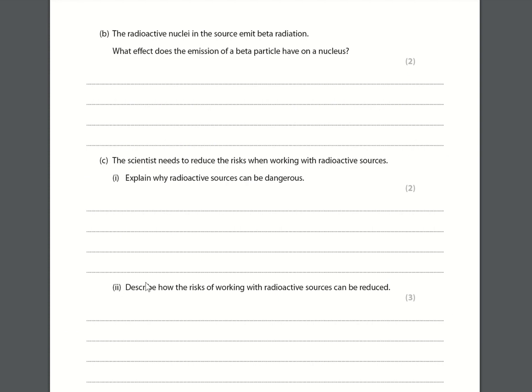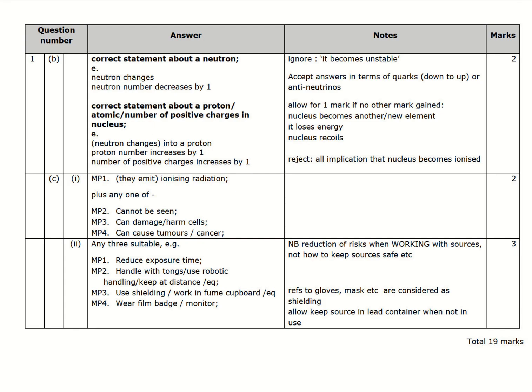Describe how the risks of working with radioactive sources can be reduced. Use equipment such as tongs, use robotic handling, keep at a distance, reduce exposure time, use shielding, work in a fume cupboard, wear a film badge or use a monitor.